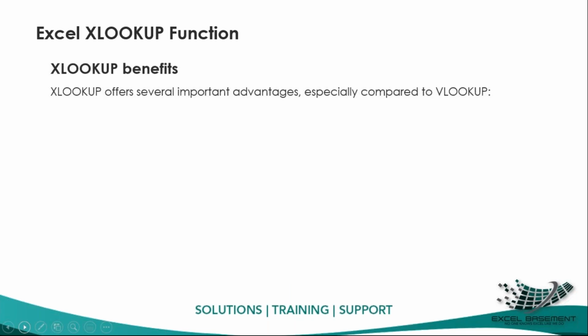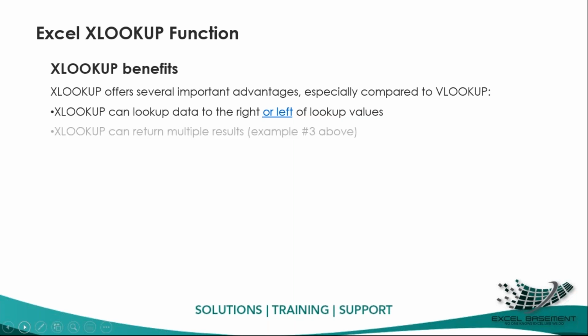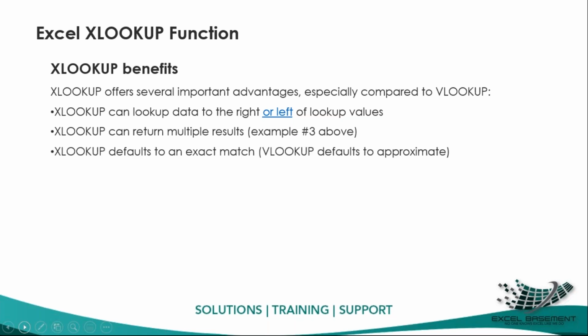So the benefits: why XLOOKUP is different from VLOOKUP and INDEX and MATCH. The first benefit is that XLOOKUP offers several important advantages, especially compared to VLOOKUP. XLOOKUP can look up data to the right or left of the lookup value, and as we know, VLOOKUP works from left to right, not from right to left. So XLOOKUP can go in any direction. Similar to INDEX and MATCH, XLOOKUP can return multiple results, and I will show you an example in the demonstration part.